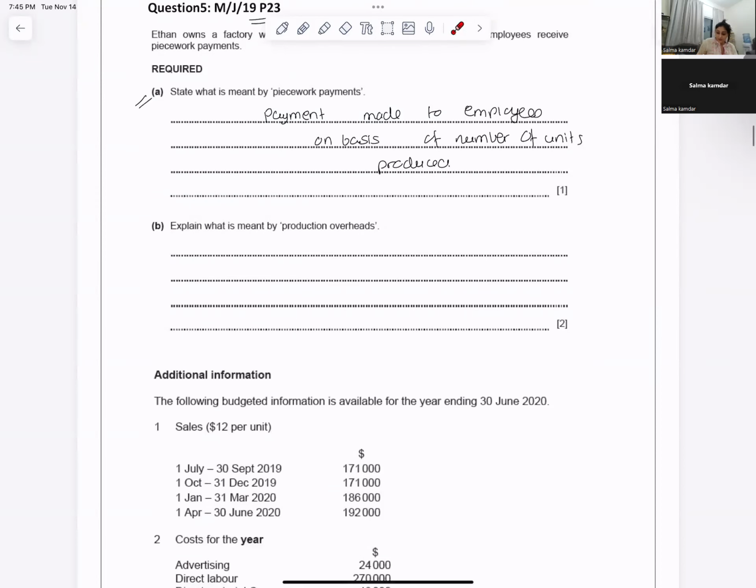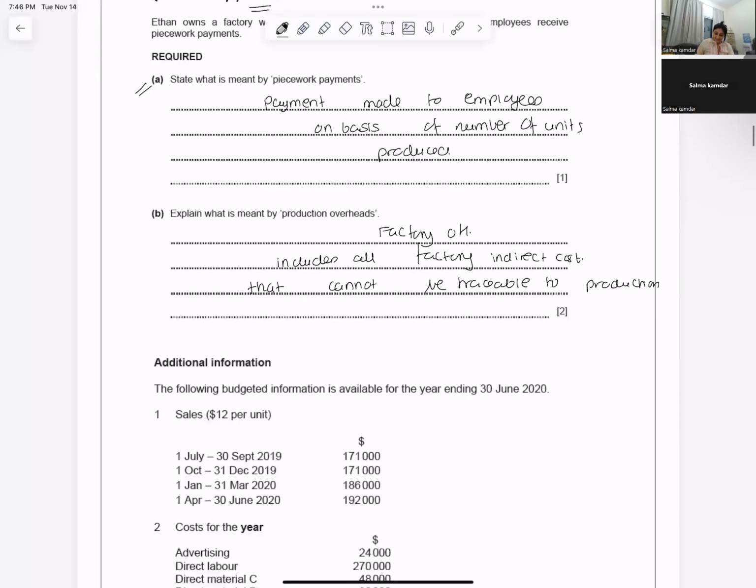What is production overheads? Production overheads means factory overheads. So when I say it is factory overheads, it includes all factory indirect costs, all the factory indirect costs that cannot be traceable to production. So that is called production overheads.